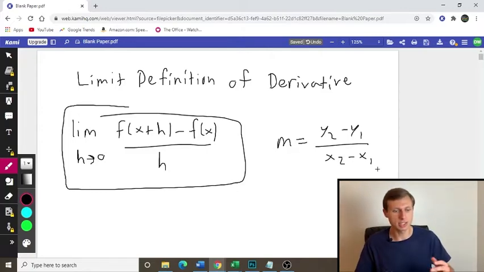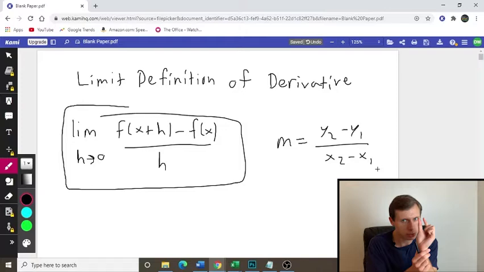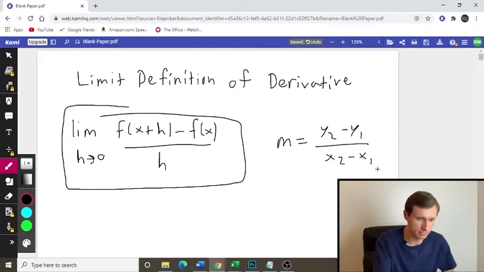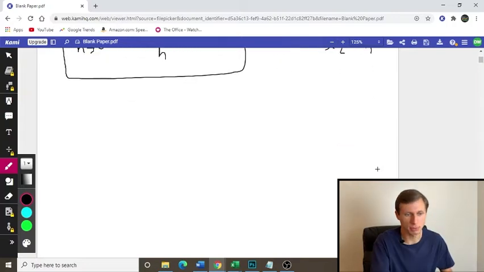And what we're doing is instead of using y2 minus y1, x2 minus x1, we're essentially picking the same point, like y2 and y1, x2 and x1. We want those points to be touching each other, but they're not touching, they're infinitesimally close to each other, and the way we represent that is with limit notation. So, moving on. Let's do some example problems.